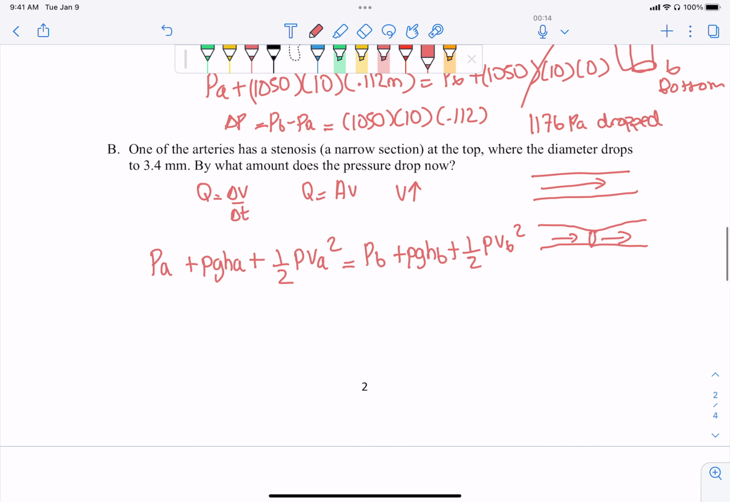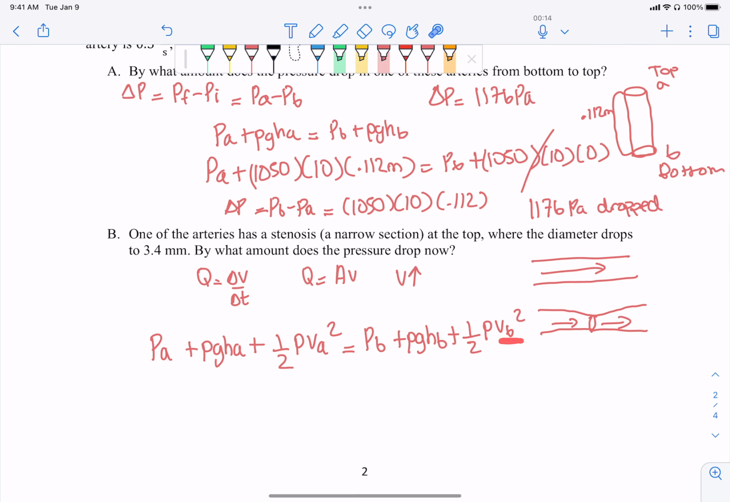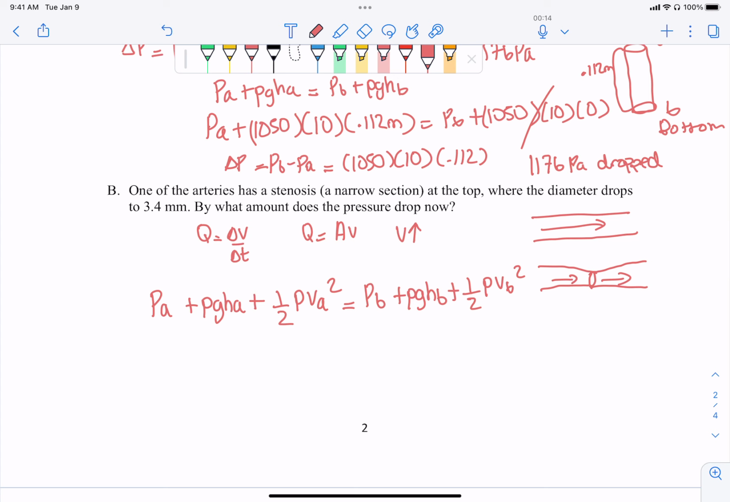We know that the speed at the bottom, V bottom, was 0.5. Now we have to figure out what it is at point A, and we can figure that out using this equation: AA VA is equal to AB VB, which is just an extension of the idea that the flow has to be the same. So Q_A is equal to Q_B, but now there's a change in the area.